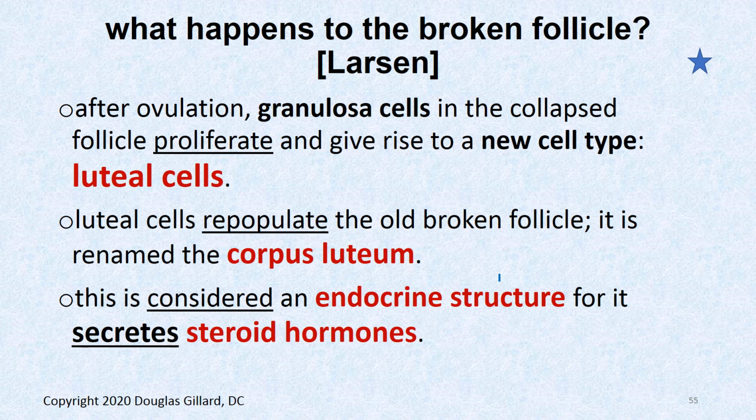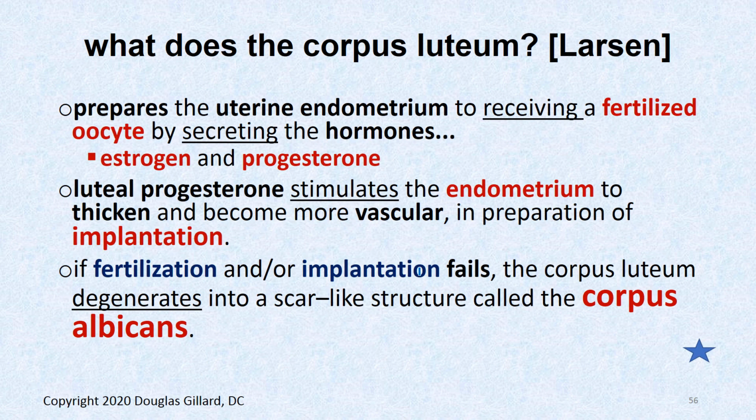So the tertiary follicle or graafian follicle after ovulation becomes the corpus luteum. Everybody understand that? That's really important. And that's considered an endocrine structure because the corpus luteum secretes some important steroids. So specifically, let's look at what the corpus luteum does. It prepares the uterine endometrium for fertilization.